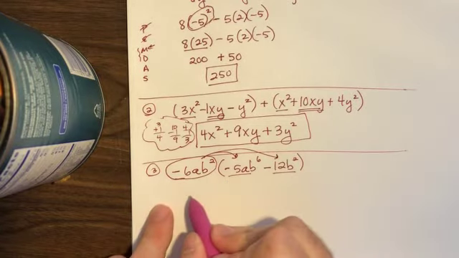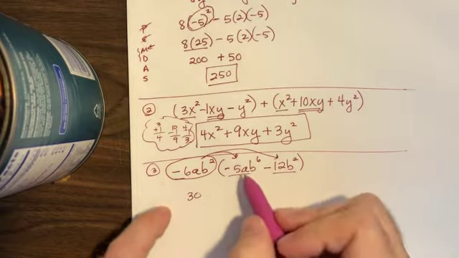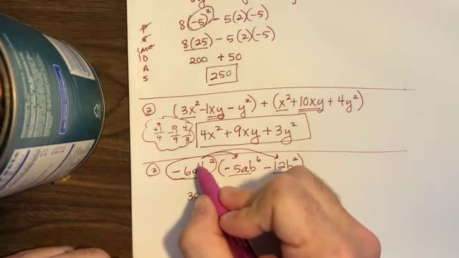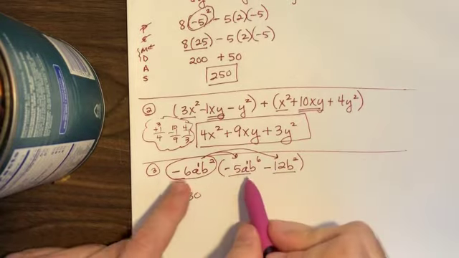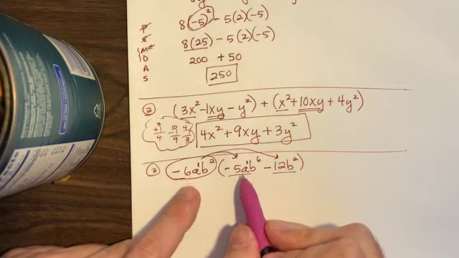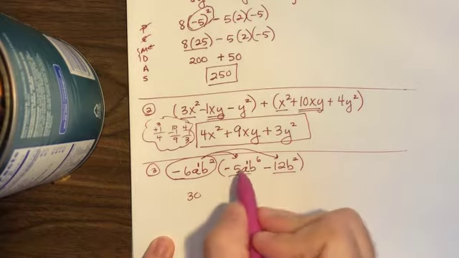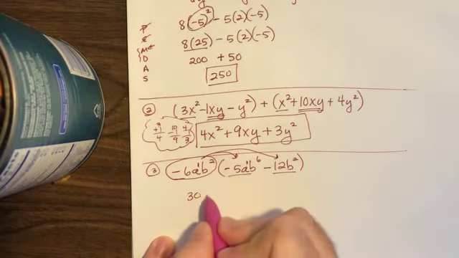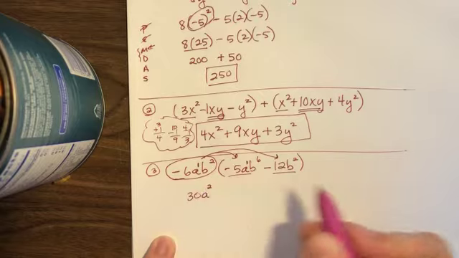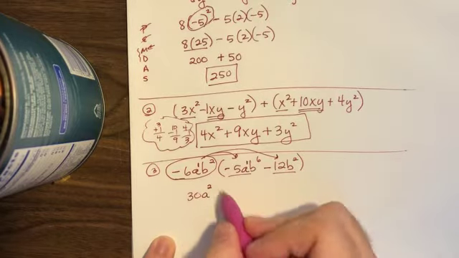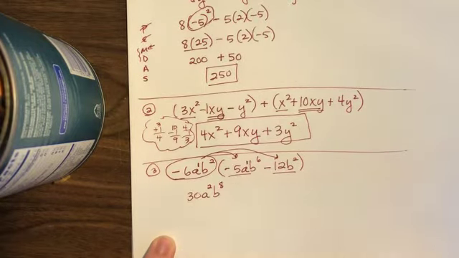We have 6 times 5 is 30. Now for each letter, we add the exponent. So a has a 1 and a has a 1. These two have invisible ones. AB is not a single variable. It's two different variables with their own exponents. So we've got to write those little ones up there so we'll know that we're actually saying 1 plus 1 is 2. And then for b's, we have 2 plus 6 is 8.